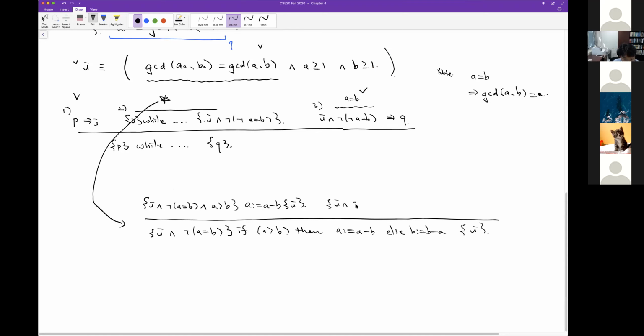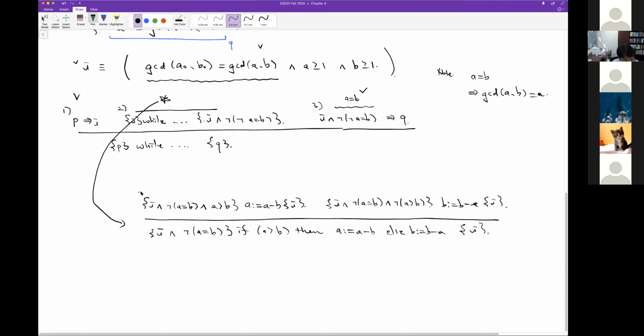For the false branch, we have I and the negation of the loop condition, and after B becomes B minus A, I should be true. And proving both branches is essentially very, very similar.